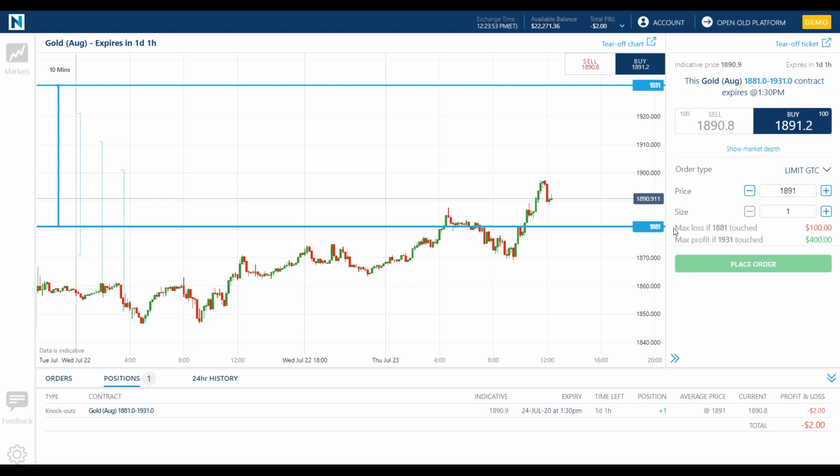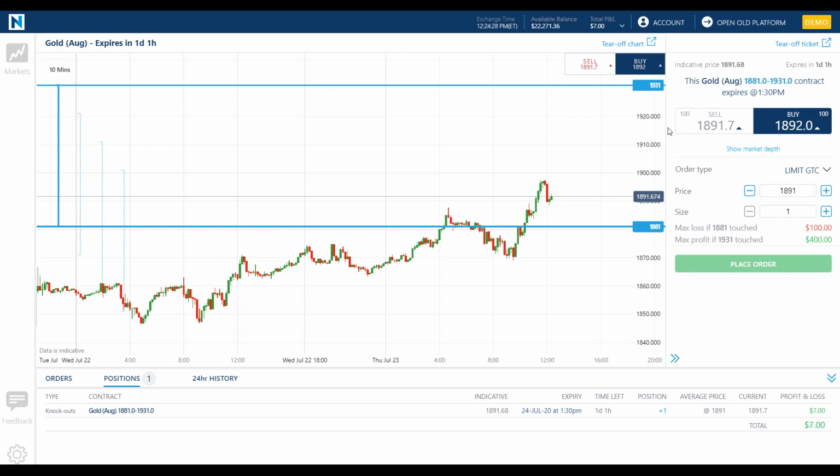Now, if it settles higher, all right, I bought it at 1891, and let's say I'm right and it does trade up, but never gets all the way up to 1931. My profit would be the difference between where I bought at 1891 and where it settles up above. So you will either get knocked out for your maximum potential loss or your maximum potential profit, but with a knockout, you could have a partial loss or a partial gain depending upon where it settles.